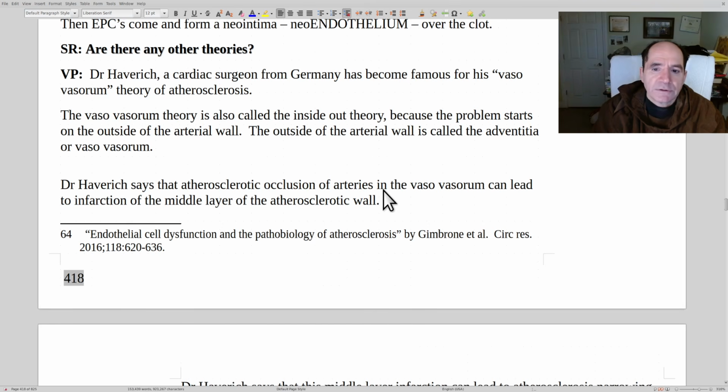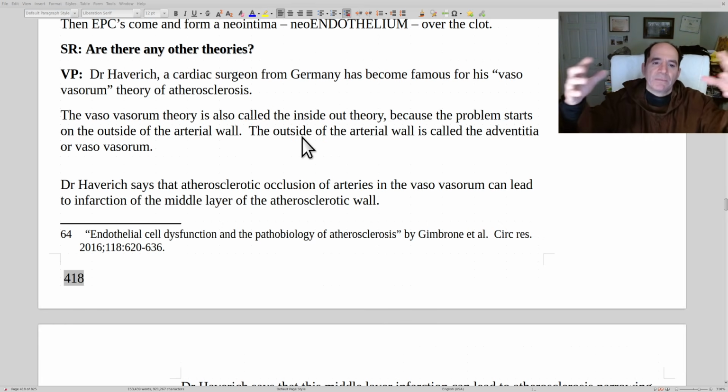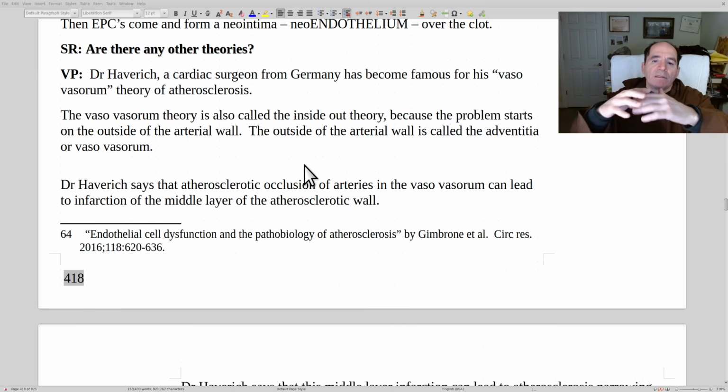Okay, the skeptical reader says, are there any other theories of atherosclerosis? And then the vegan prophet says, yeah, I'd like to mention Dr. Haverich. He's a cardiac surgeon from Germany who became famous for his vasa vasorum theory of atherosclerosis. This is also called the inside-out theory because the problem starts on the outside of the arterial wall, in what's called the vasa vasorum on the outer surface of the arterial wall. He thinks that it can thrombose and that can lead to an infarction of the middle of the arterial wall.